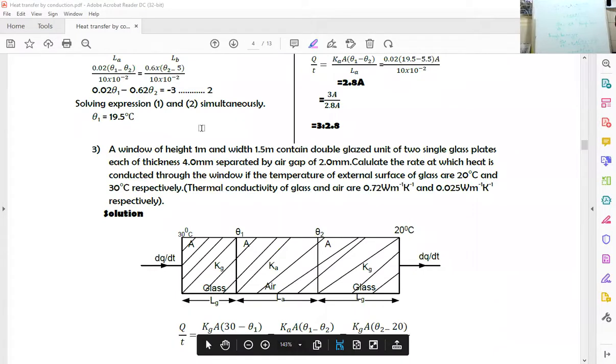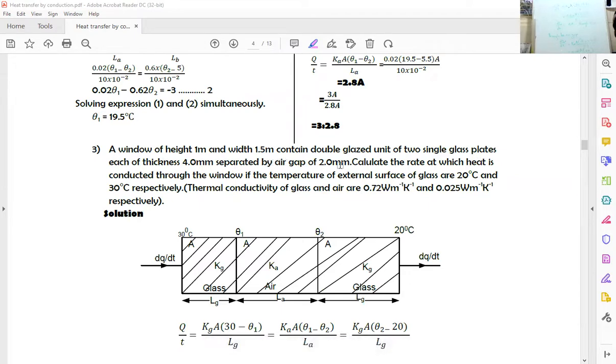A window of height 1 meter and width this contains a double glazed unit of 2 single glass plates, each of thickness 4 millimeters, separated by an air gap of this. Calculate the rate at which heat is conducted through the window if the temperature of the external surface of the glass equals 30 Celsius and 20 Celsius respectively. They have also given us the conductivity. So what you do here is to draw.